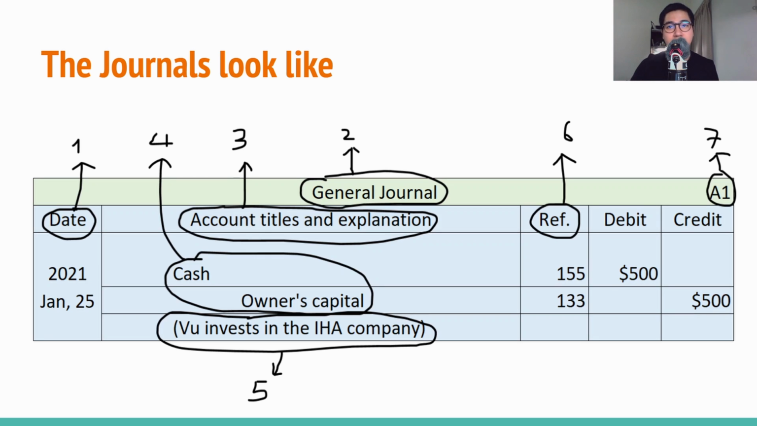Number 6, there is a reference column that will be used when we transfer the transaction from the journal to the ledger. It is just a code that will help you to search and connect the records between journals and ledgers. By the way, I will talk about ledgers in the next video, so stay tuned. Number 7, it is the journal code that helps you search the journal, and that is all.